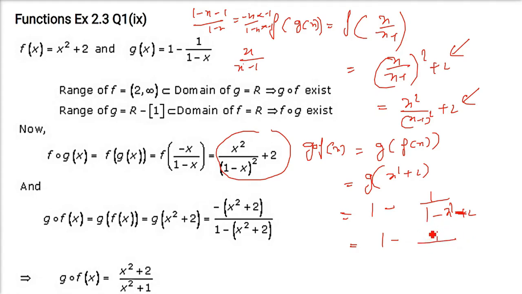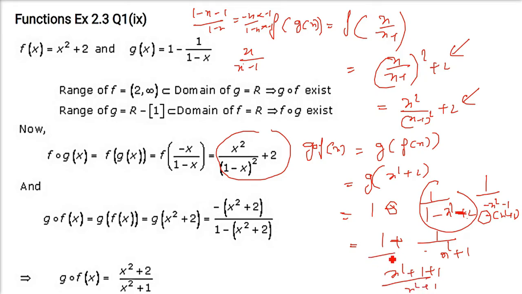So this is 1 by, and what we can do here is, because we have a negative in the denominator, we can multiply negative 1 in the numerator and denominator. That will make the 1 minus into 1 plus. I am saying you have the denominator as negative x square minus 1, multiply numerator and denominator by negative 1, because the negative will become positive. So 1 by 1 plus x square plus 1, which is going to give you x square plus 1 by x square plus 1, which is eventually x square plus 2 by x square plus 1. Okay.